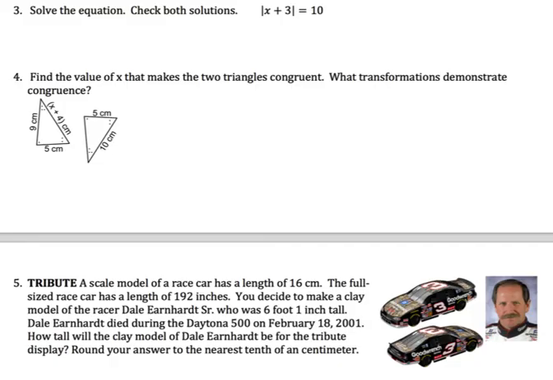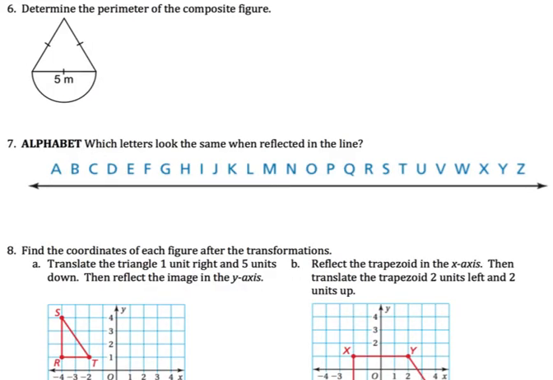Number 3, you're going to solve an equation. Number 4, the 2 triangles are congruent. You're going to write an equation and solve for x. Number 5 is a scale factor problem. That's a review from 7th grade. Number 6, find the perimeter of a composite figure. That's a review from 7th grade.